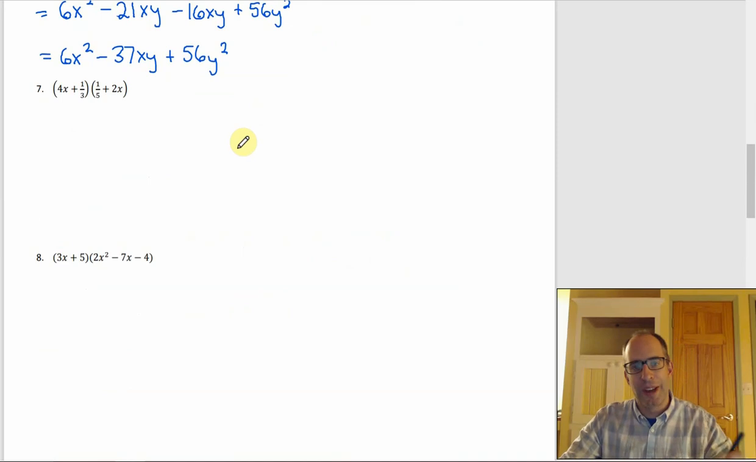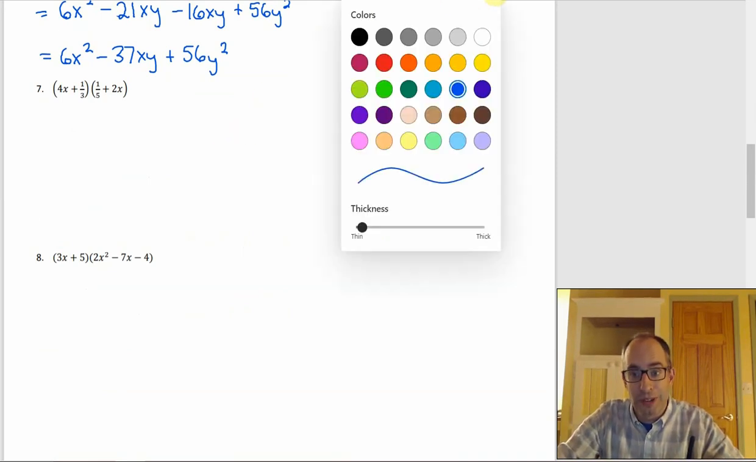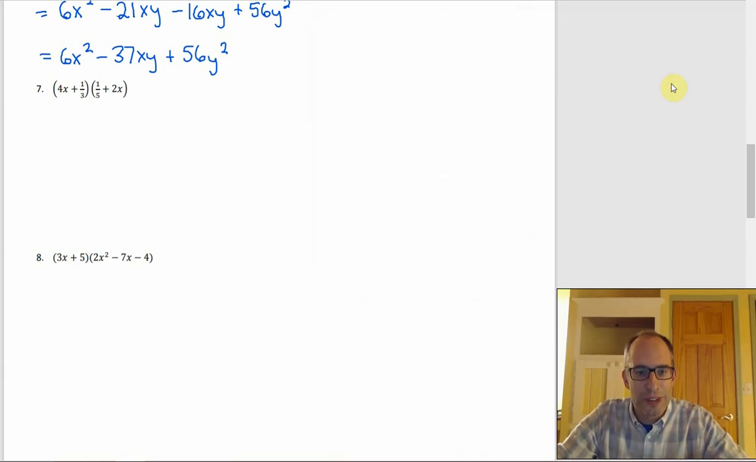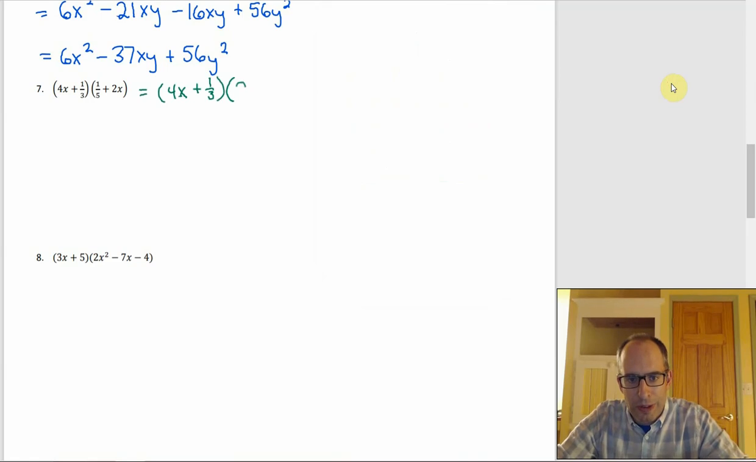All right, 7 is kind of interesting because it's got those fractions in there and it's not in standard form. I should point out that foiling will still work if it's not in standard form. It just looks weird, but it'll still work. I think we're going to be better off, though, if we put this thing in standard form first. So we just have to flip the order of the second binomial. All right, the first one's fine, but we're going to write this as 4x plus 1/3 times 2x plus 1/5. Right, now this is in standard form, and I think we can go from there.